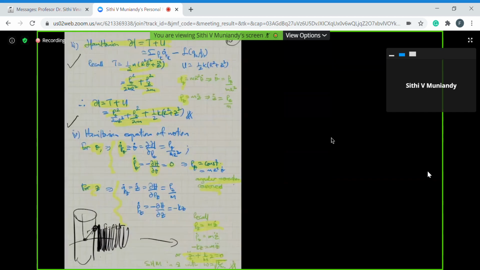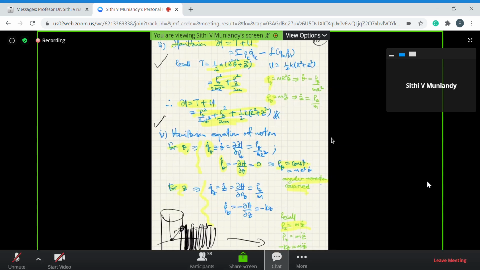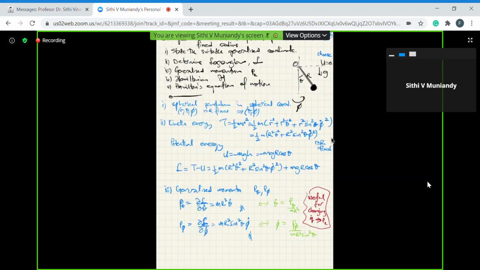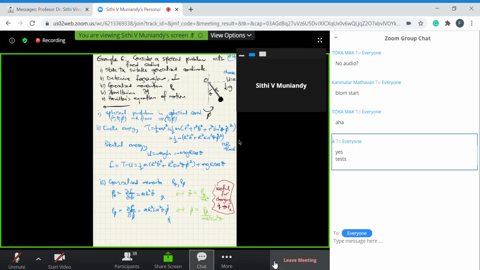Any questions so far before we go to one more example to illustrate these points? Are you following the procedure? Is it all right? Yes, Professor. Okay, so we go for one more example just to get us used to the line of reasoning. We look at one more example, arbitrarily chosen: a spherical pendulum.